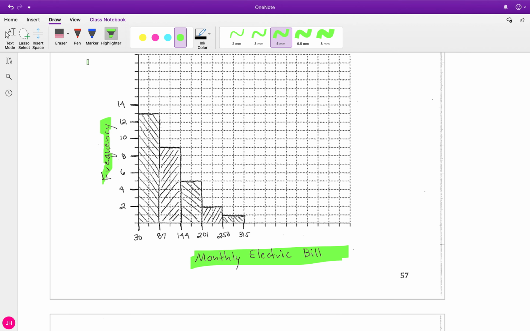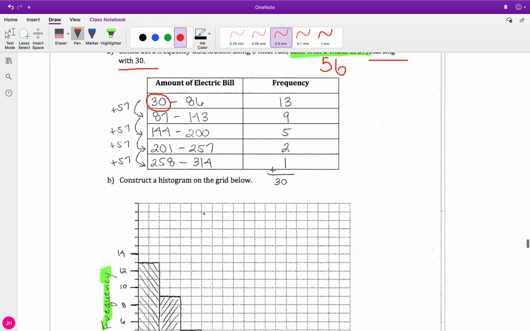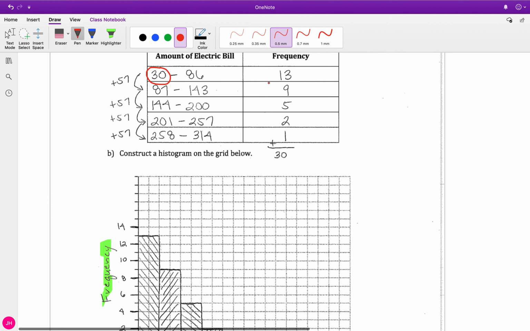I'm going to go through here and actually say that's in dollars too, because that's the units I was using for this. Now, each one of these classes is going to be a rectangle. So 1, 2, 3, 4, 5. I'm going to make sure they touch. I'm just going to make it go all the way up. This top one's going to go to 13.